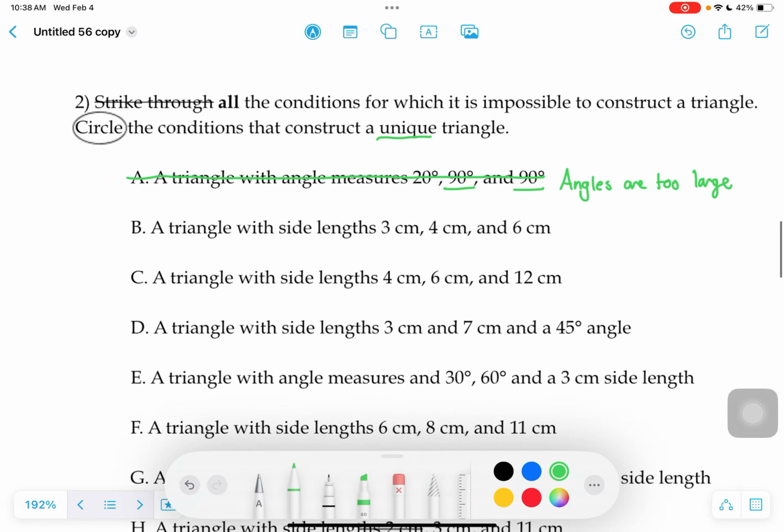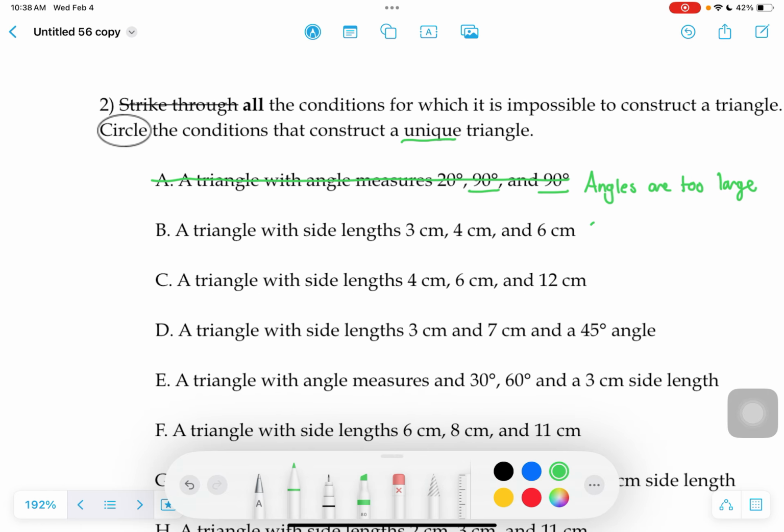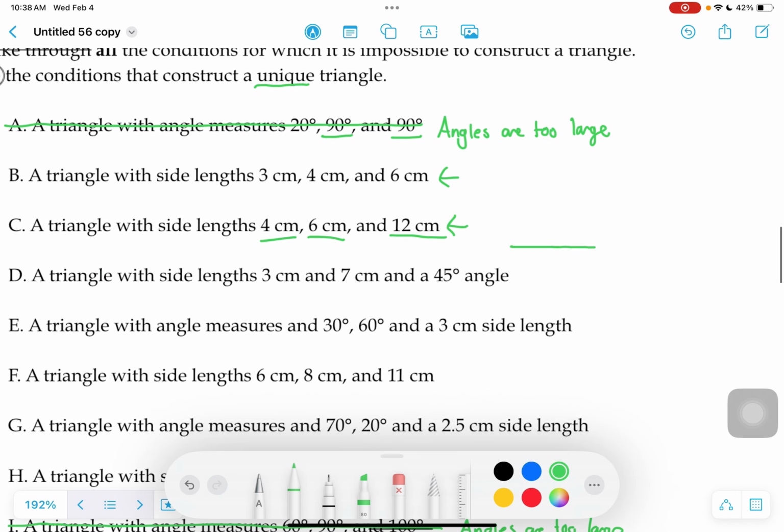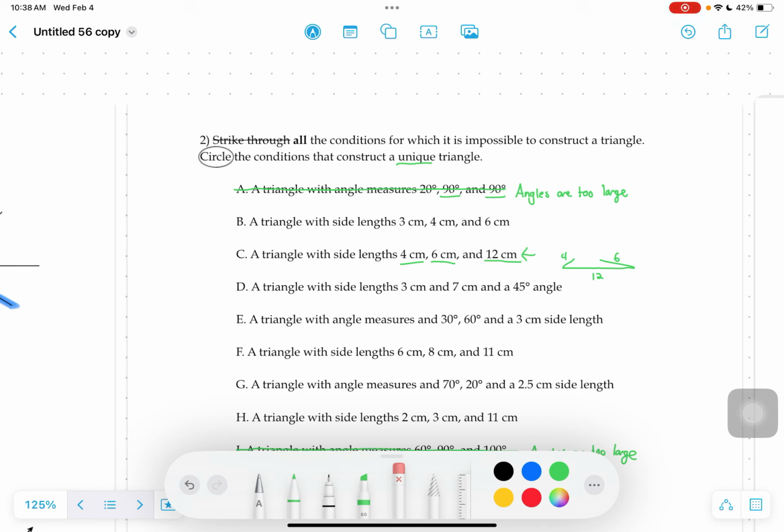So let's look for that. This has 3 side lengths, but they're all relatively small. This one has 3 side lengths, but one of them seems much larger than the other. 12 centimeters, 6, and 4. If I imagine building that out of our paper strips, I would have 12, 6, and 4. It wouldn't connect. So this one must be one of our answers. And so because the side length is too long.